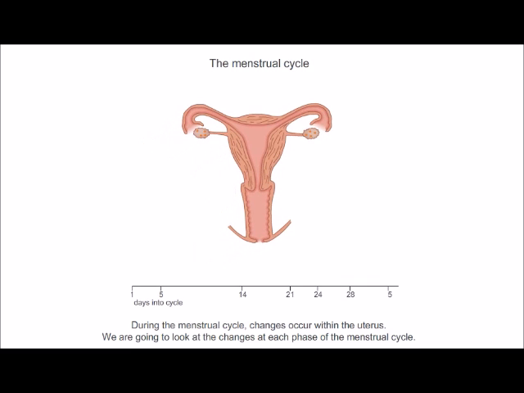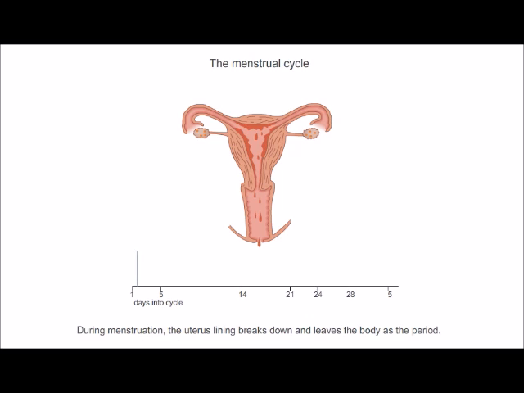What we're going to do is look at what happens in the womb during the menstrual cycle. So we start off at day 1. In day 1 to day 5, that's when menstruation happens, so that's when a woman's period happens and the lining of the uterus is shed. Then between days 5 and 14 the uterus lining builds up again in preparation to receive a fertilized egg.